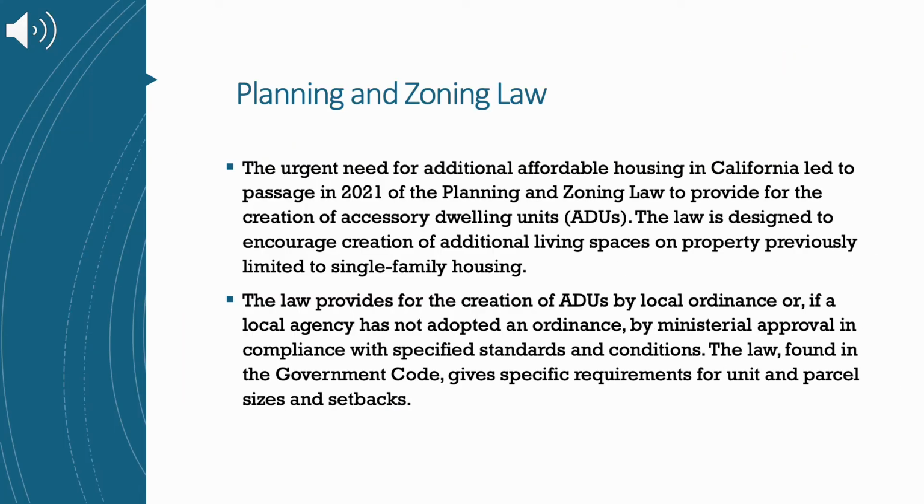Planning and zoning law. The urgent need for additional affordable housing in California led to passage in 2021 of the planning and zoning law to provide for the creation of accessory dwelling units, ADUs. The law is designed to encourage creation of additional living spaces on property previously limited to single-family housing. The law provides for the creation of ADUs by local ordinance, or if a local agency has not adopted an ordinance, by ministerial approval in compliance with specified standards and conditions. The law, found in the government code, gives specific requirements for unit and parcel sizes and setbacks.